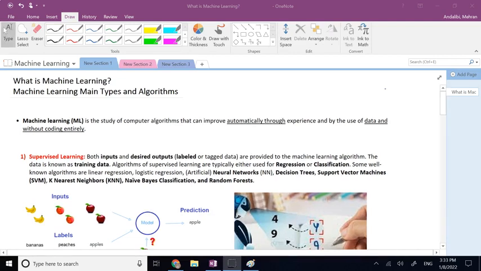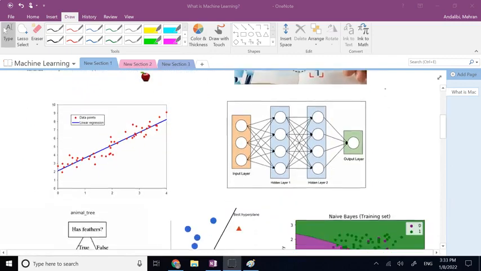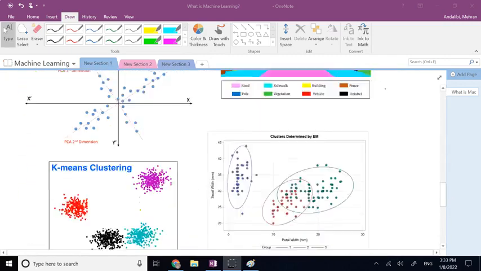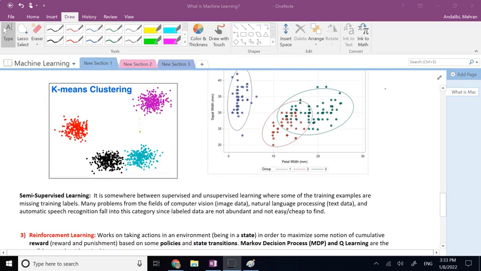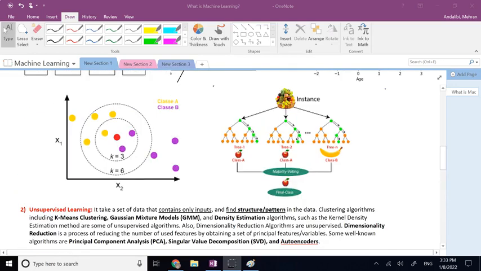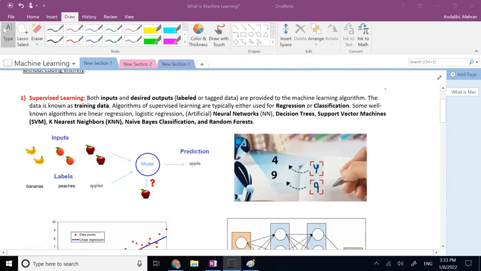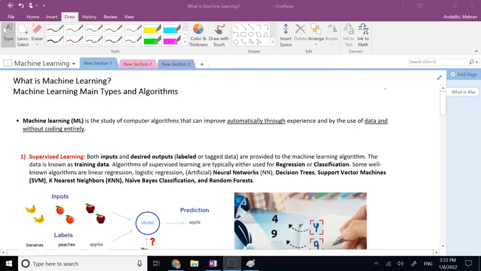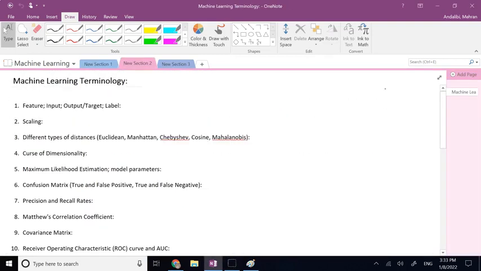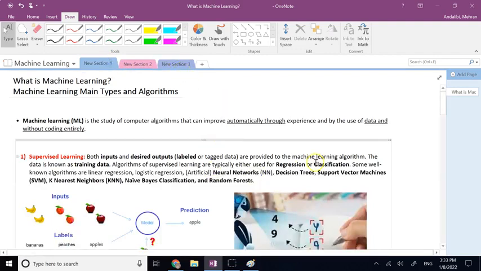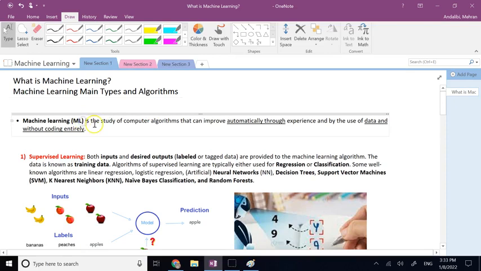So in this first video, we are going to talk about what machine learning is and learn about three major types of machine learning: supervised, unsupervised, and reinforcement learning, and several important algorithms. Just in brief, in the next two videos, I'm going to talk about important terminologies in machine learning. And later on, we're going to focus on each and every one of these algorithms and how to implement them. So machine learning, what is it?